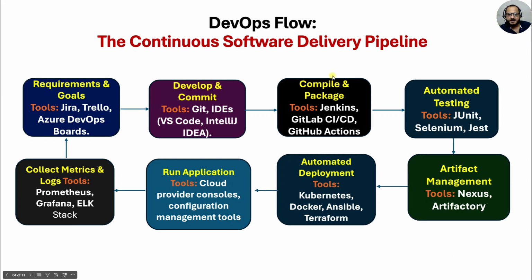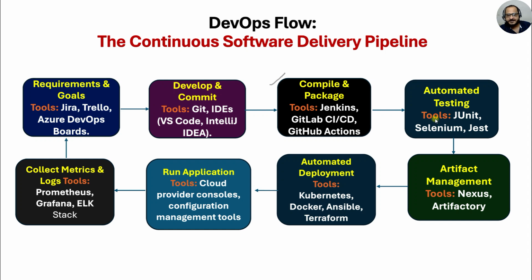Now third is compile and package. Again, DevOps and development teams are involved, because DevOps people will set up the CI/CD with tools like Jenkins, Azure DevOps, GitLab, GitHub Actions, and for code compilation, developers basically let DevOps know how this code will be built. So again, both teams are working on these stages.